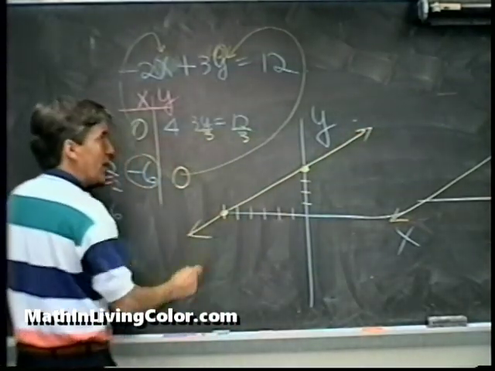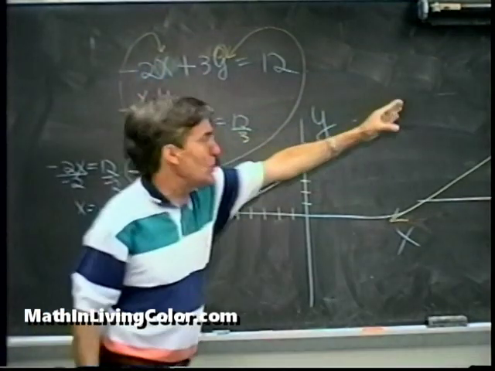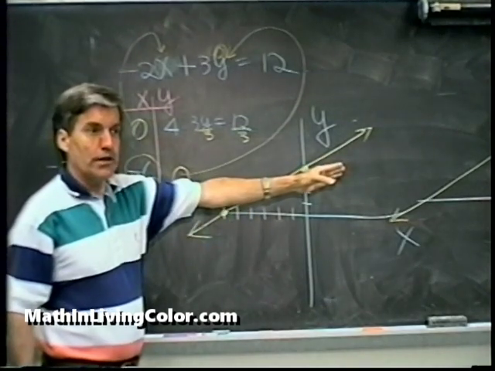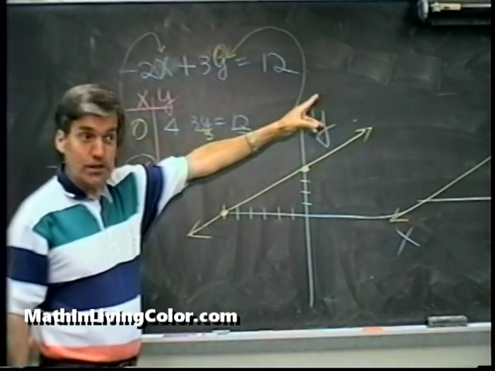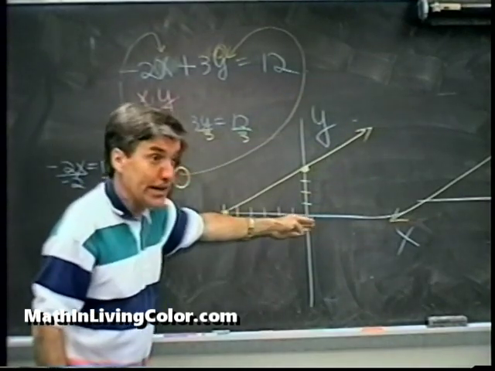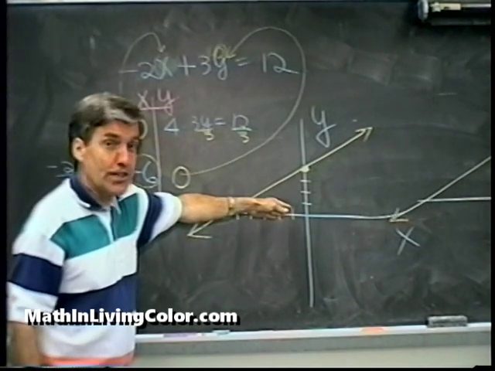Now, I want you to compare this problem with the one I did over here. How do the graphs compare? It was the same equation, wasn't it? It was graphed with a different method, but it's the same line. Any questions on that? Do you see how that works?